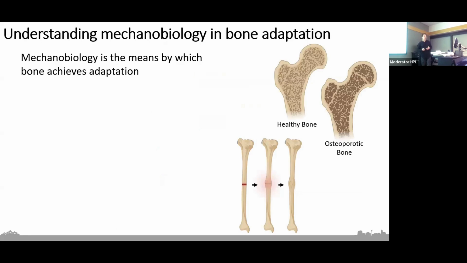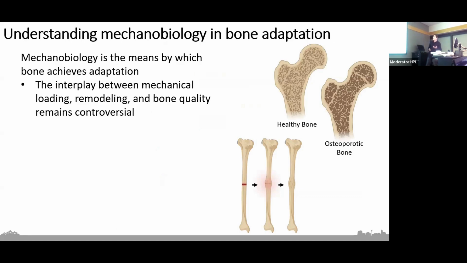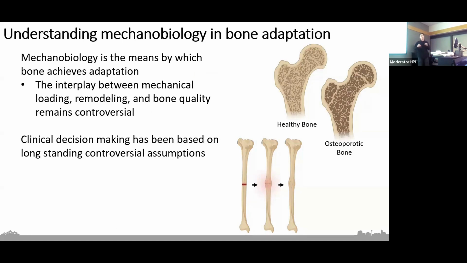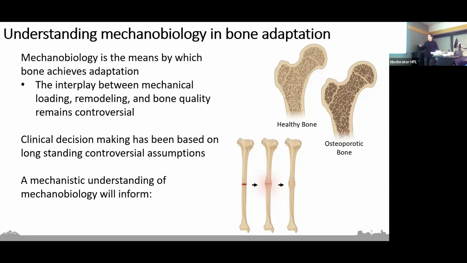So understanding mechanobiology and bone adaptation is very important. So mechanobiology is the means by which bone actually achieves adaptation. And what we've discussed is that the interplay between mechanical loading, the bone remodeling response, and the overall bone quality is actually somewhat controversial. And this is an important thing to note because all of our clinical decision making has really been based on these long-standing controversial assumptions of a framework that doesn't really have high-quality data to support it. So having a more mechanistic understanding of mechanobiology will inform many things, but in particular things like osteoporosis treatments and fracture prevention methods.